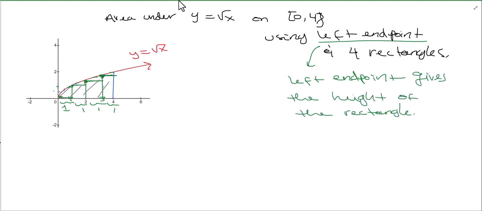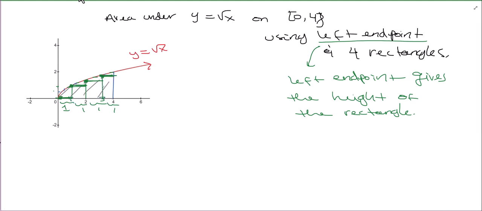So that means on the interval from 0 to 1, the left endpoint is 0. So notice that now there's no rectangle there. And then on the interval 1 to 2, the left endpoint is 1. So that's where my rectangle starts. And then 2 to 3, my left endpoint is 2, so that's my rectangle. And then 3 to 4, my left endpoint is 3, so that's my rectangle.